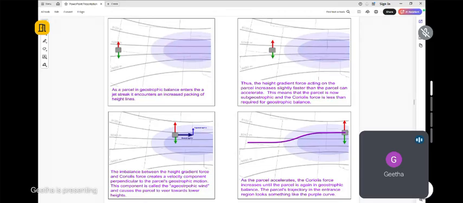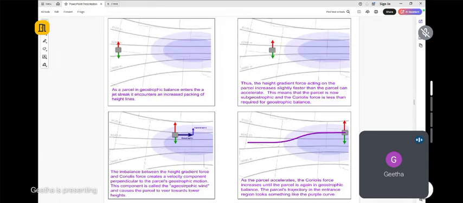You see how the lines are far apart here. But when it comes here, the heights are coming very close. So they are more closely packed. If they are very closely packed, then the height gradient force or approximately the pressure gradient force will be high. So the Coriolis force, which is balancing the pressure gradient force for the wind to flow in a straight direction, will take some time to match the pressure gradient force.